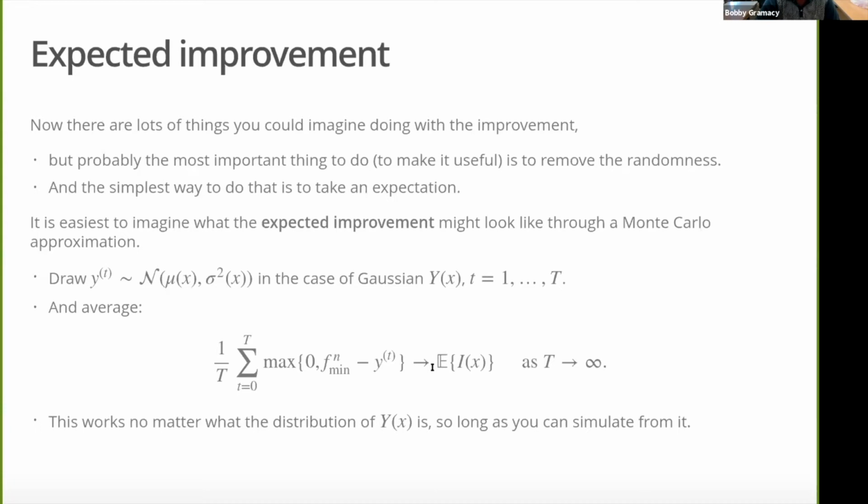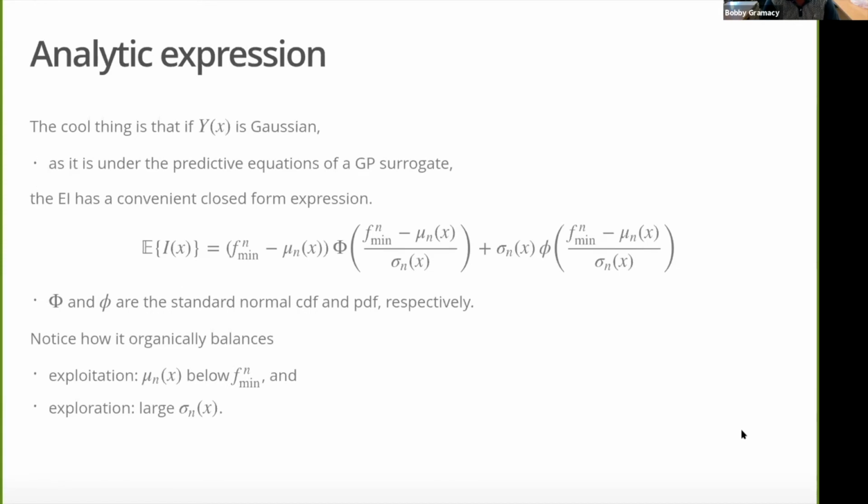So this is an idea that you can do even if you're not using a Gaussian process. Anything that you can get predictions from, where you can sample those predictions, you can calculate this idea of expected improvement. He showed that when it's Gaussian, you can do it in closed form. So you can take that integral without Monte Carlo, and it has a really interesting formula. This is the formula on the slide. Looks a little complicated, but when you look closely at it, it makes sense.